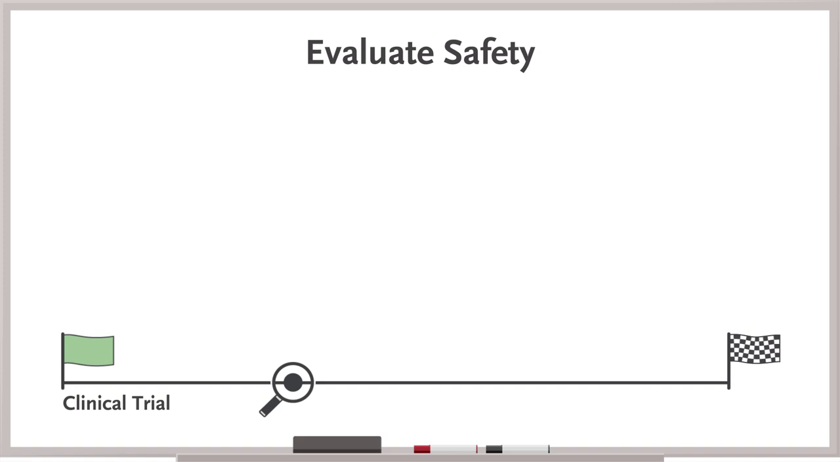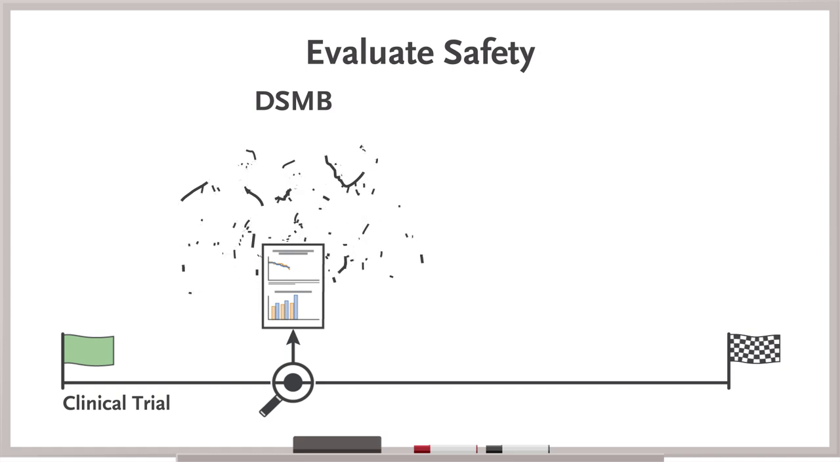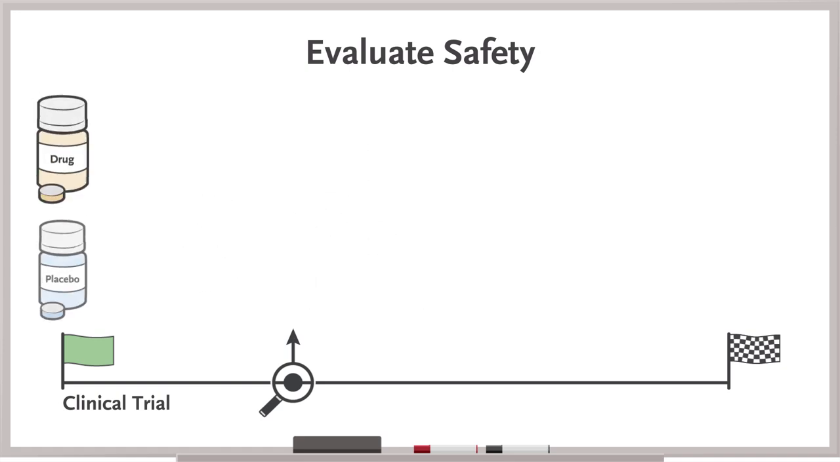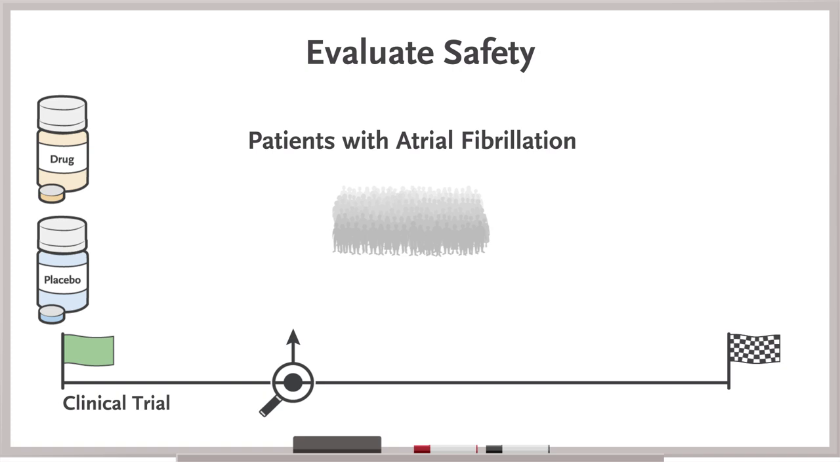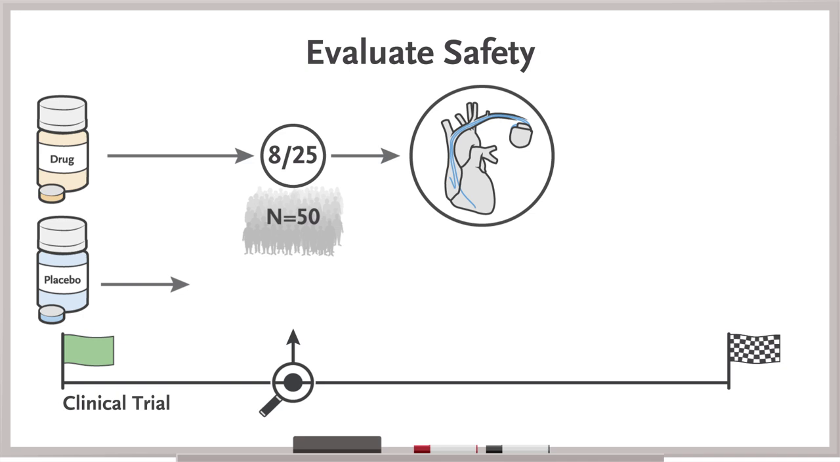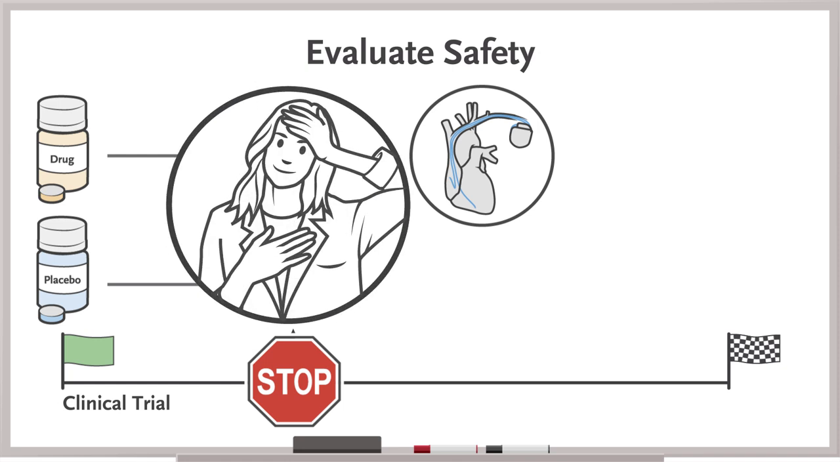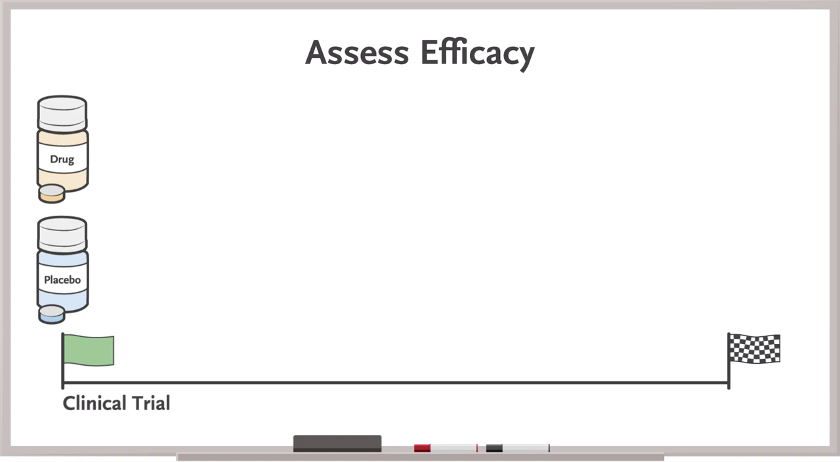First, to evaluate safety. It is critical to identify potential harms or unexpected adverse events early. Often an independent data and safety monitoring board, or DSMB, reviews accruing data. Say you're conducting a trial comparing a new antiarrhythmic drug with placebo among patients with atrial fibrillation. You plan to recruit 1,000 participants, but an interim analysis performed after 50 patients are enrolled shows that 8 of 25 patients in the intervention group developed complete heart block requiring a pacemaker, compared with 0 in the placebo arm. The DSMB recommends the trial stop immediately given this unexpected harm, and you are glad you learned about it early on.